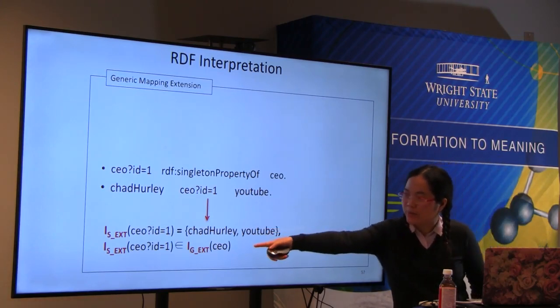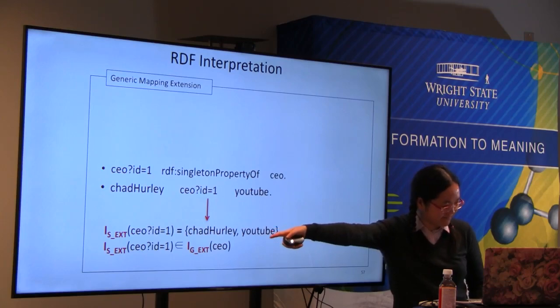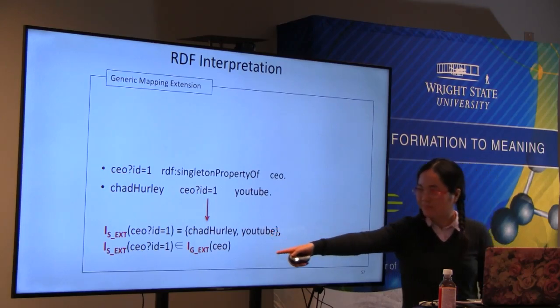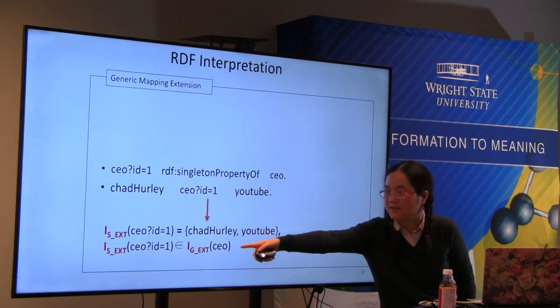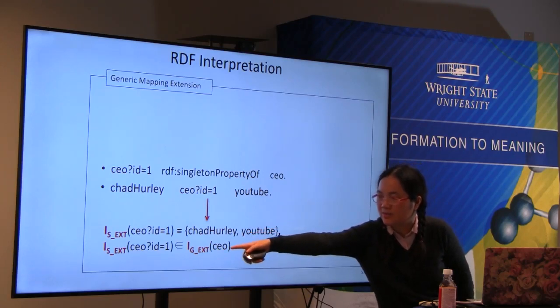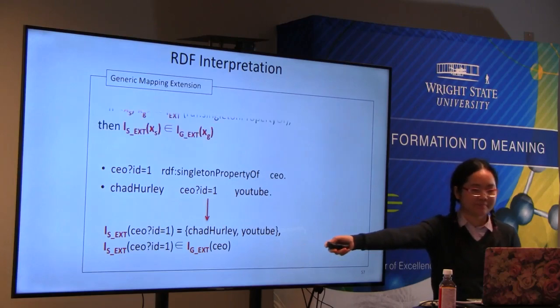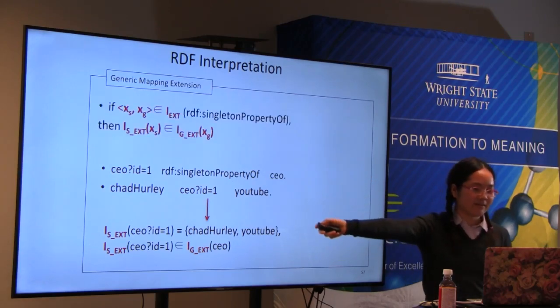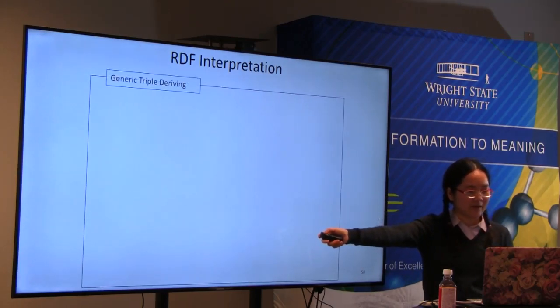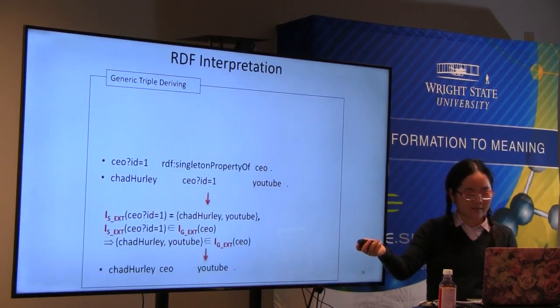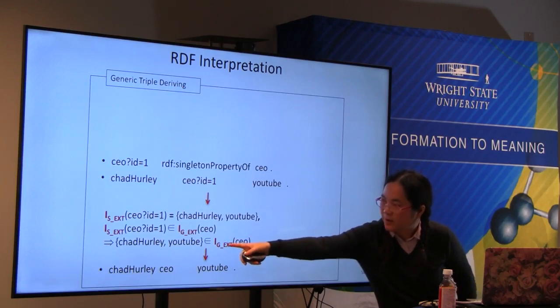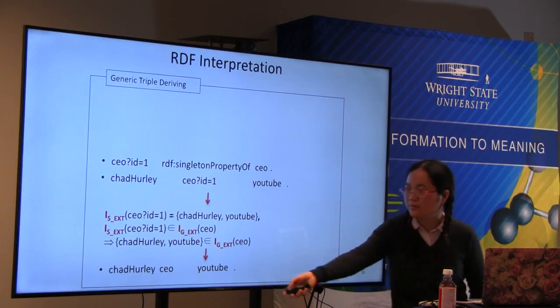So here we show one example saying that the singular extension of a property is one element of the generic extension. And because this pair is one element of the CEO, that makes it a triple.